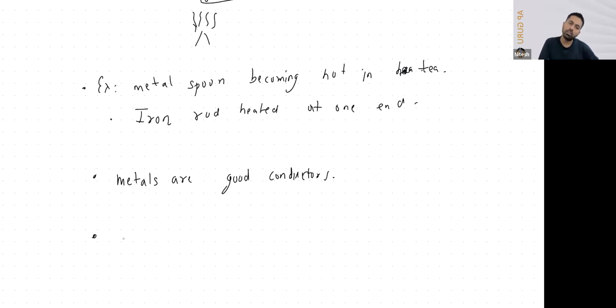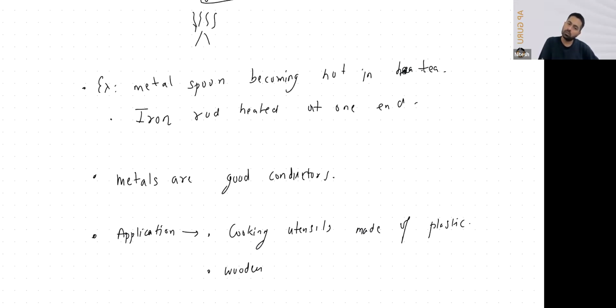So there are a lot of applications of this. The first application that we can see here is cooking utensils, which have plastic or wooden handles, used for safety.